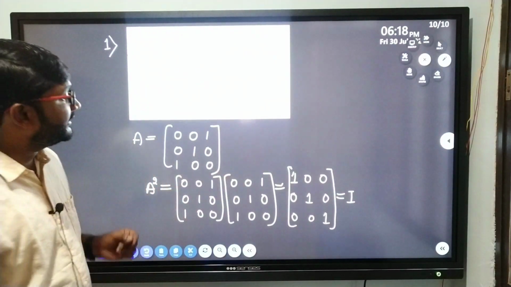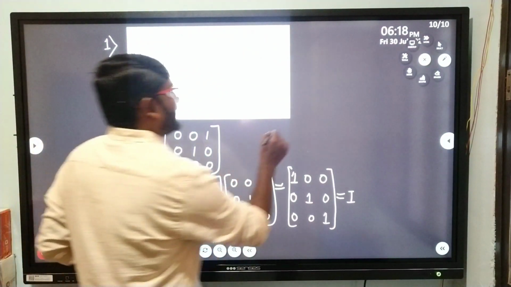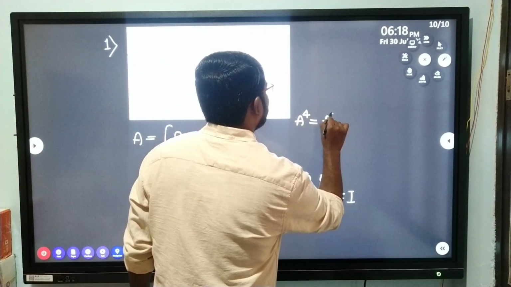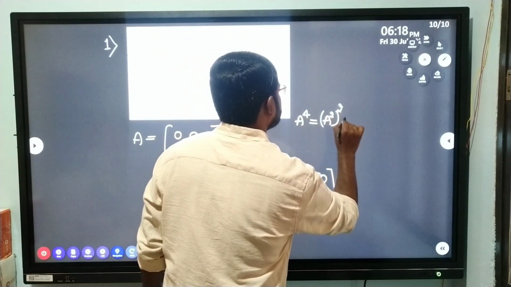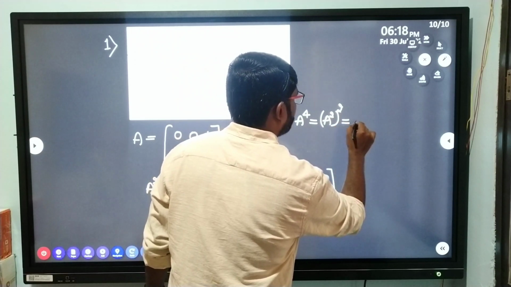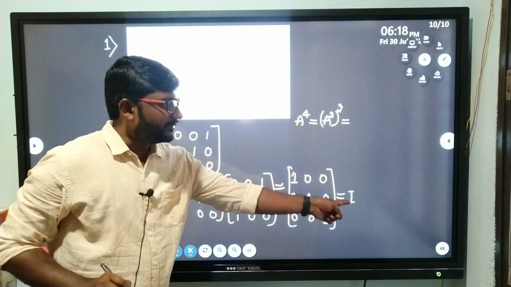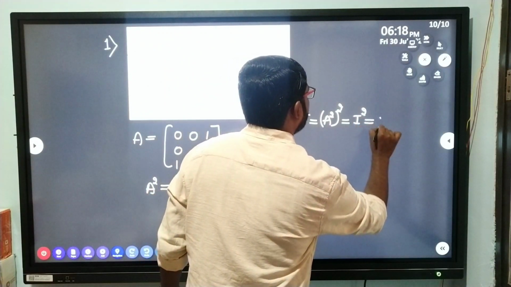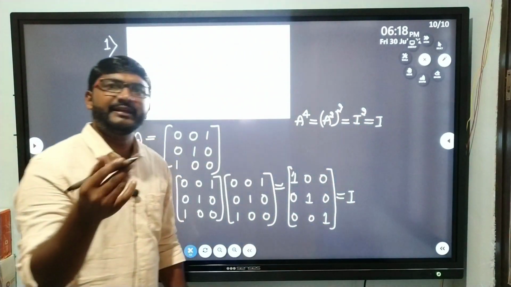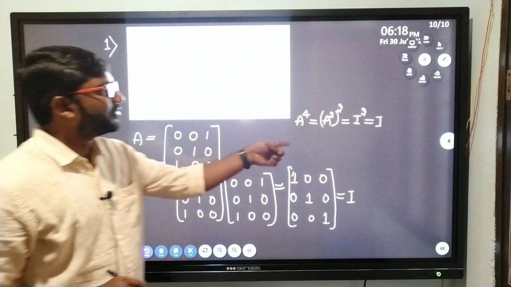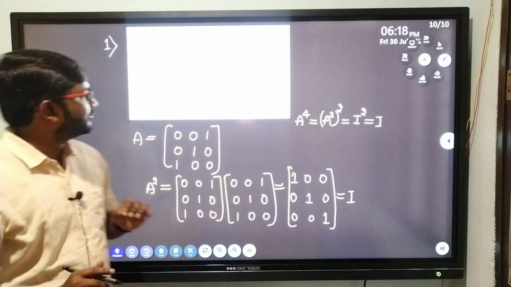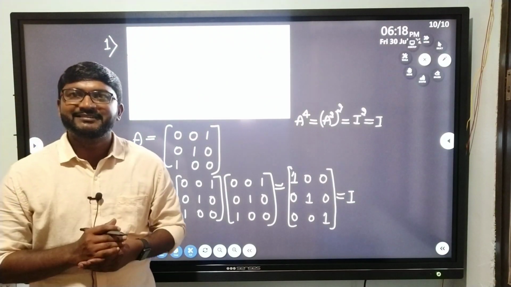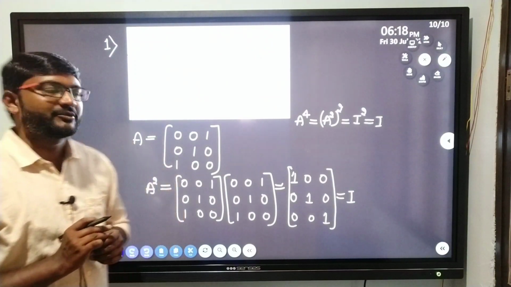What we have to find here is A to the power 4. A to the power 4 is equal to A square the whole square, which is equal to, A square value it is I. So I square means I into I, it is again I. So A to the power 4 value it is I. So now in all the 4 options, option D is the correct answer. So this is regarding the first question.